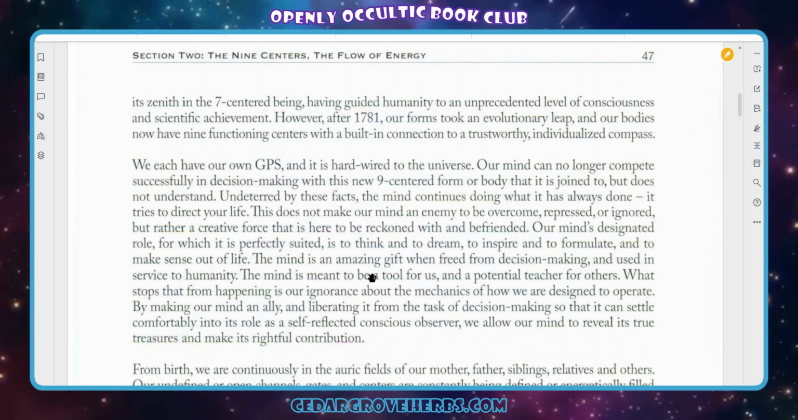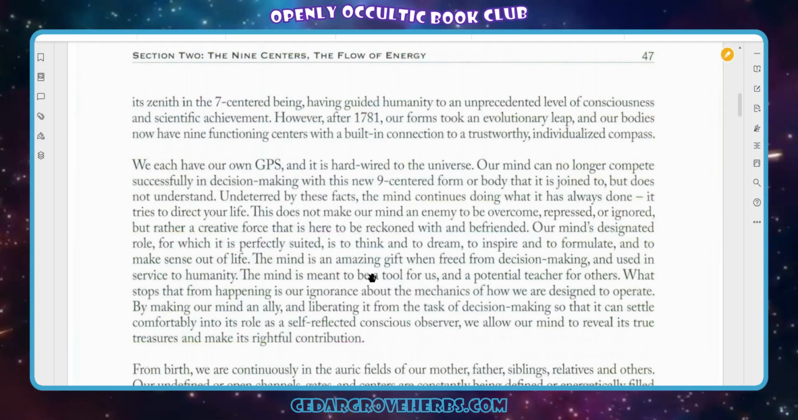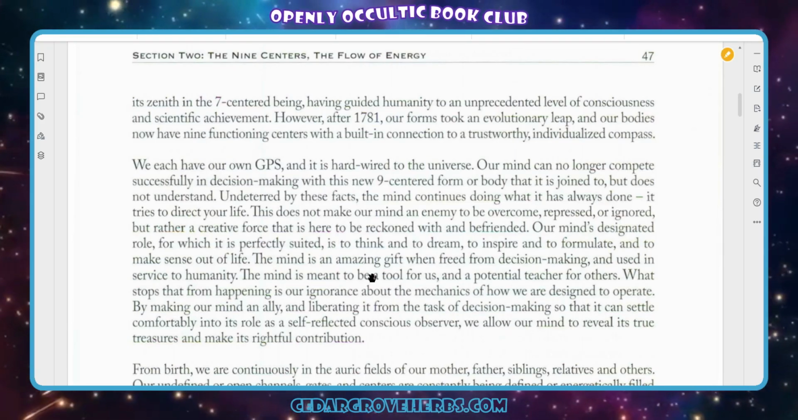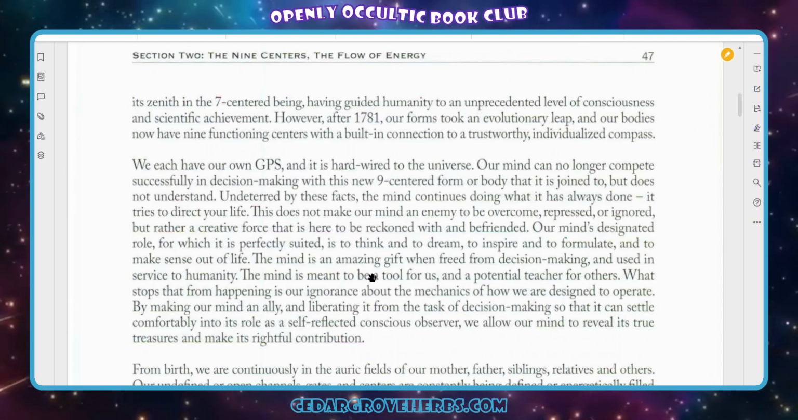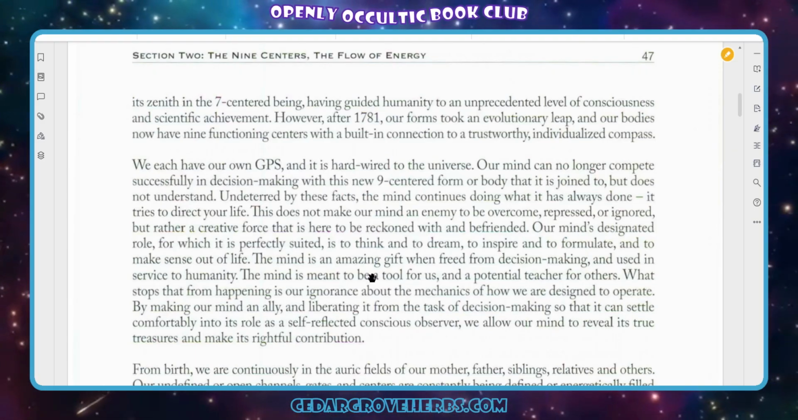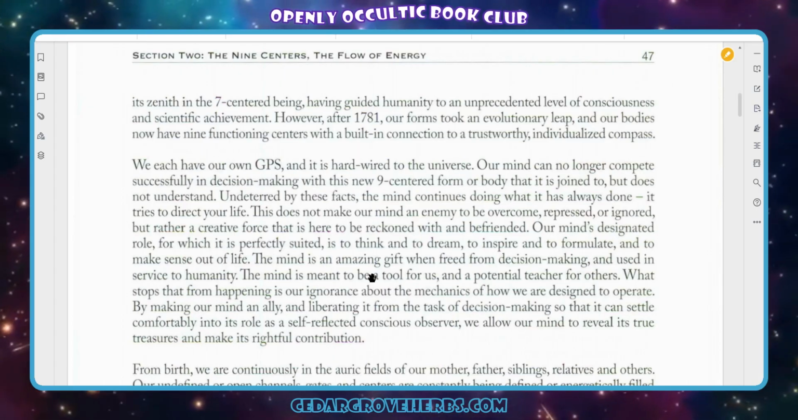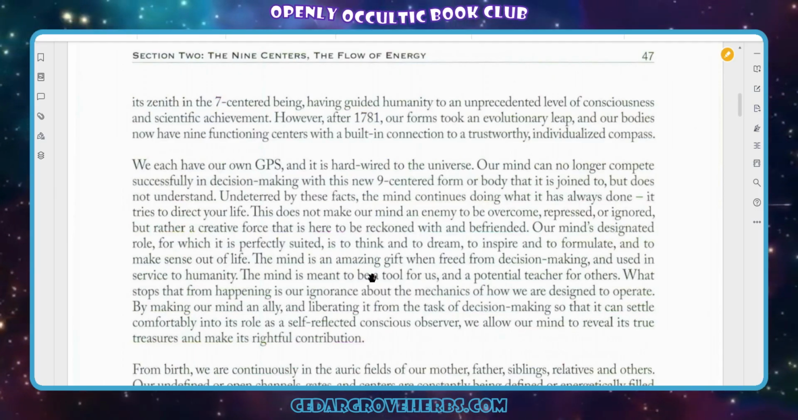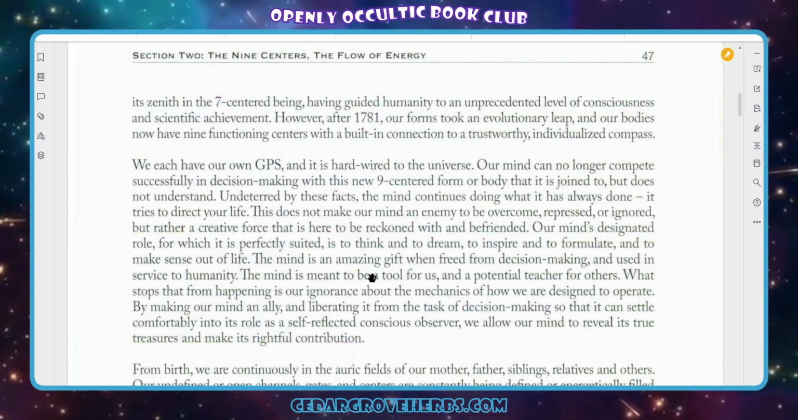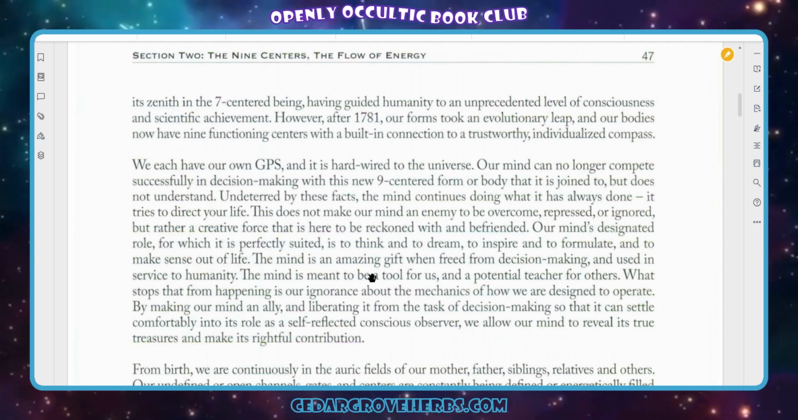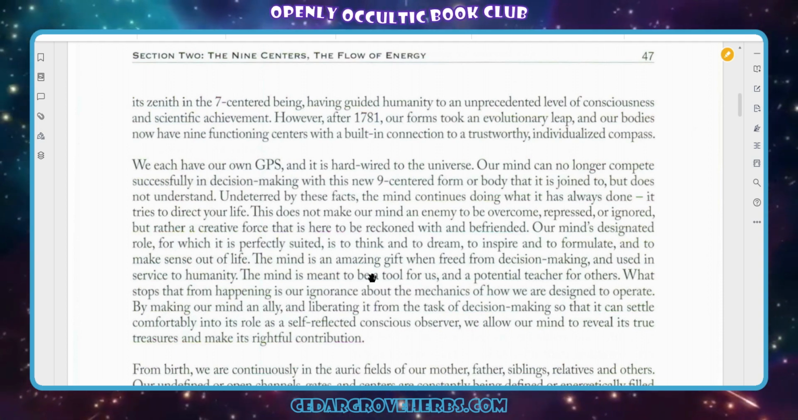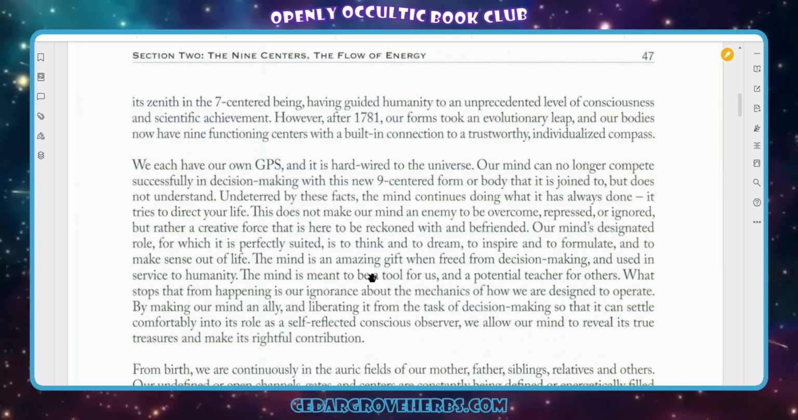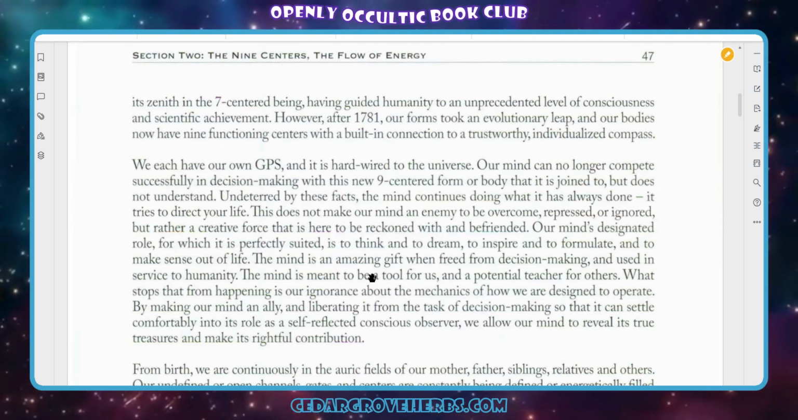So let's continue. It says, we each have our own GPS, and it is hardwired to the universe. Our mind can no longer compete successfully in decision making with this new nine centered form or body that it's joined to, but does not understand. Undeterred by these facts, the mind continues doing what it has always done. It tries to direct your life. This does not make our mind an enemy to be overcome or repressed or ignored, but rather a creative force that is here to be reckoned with and befriended.